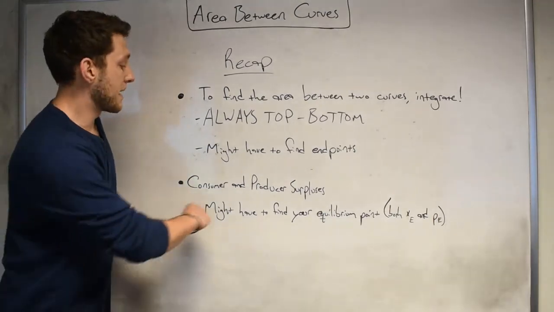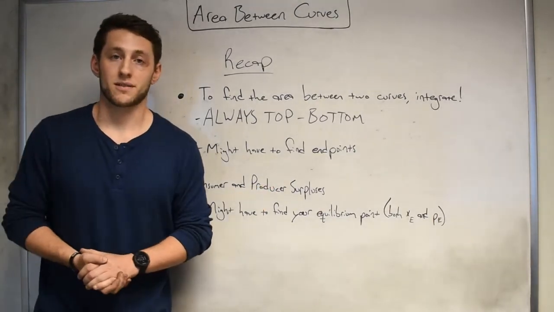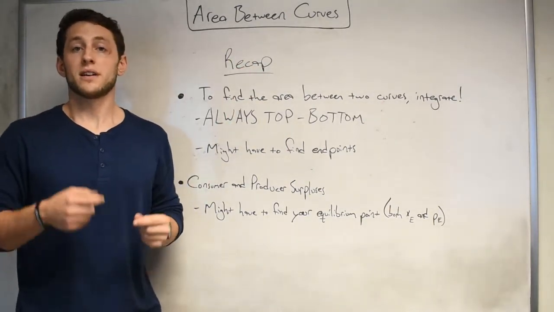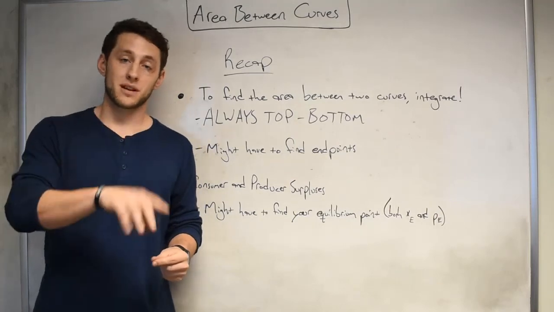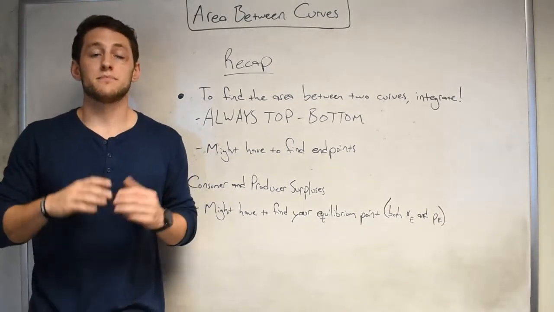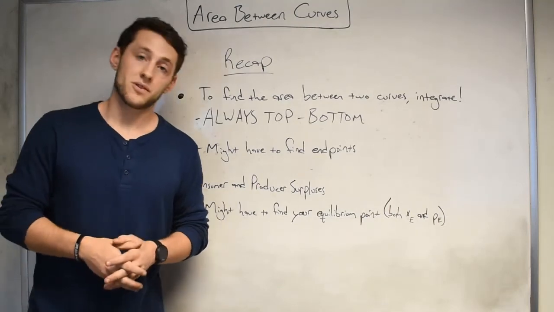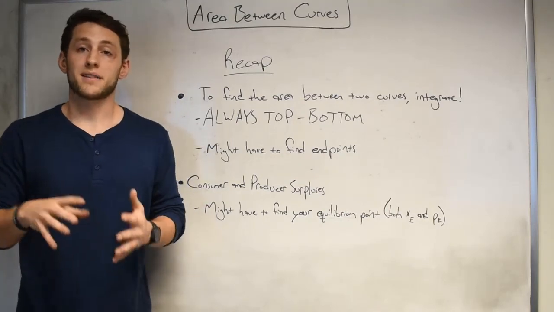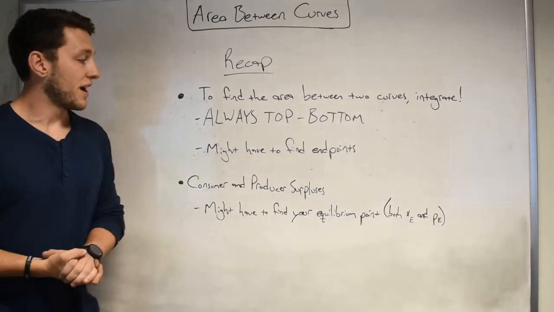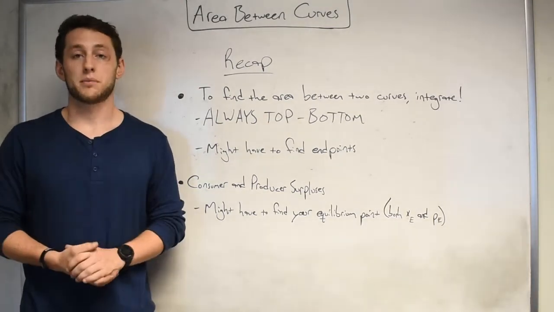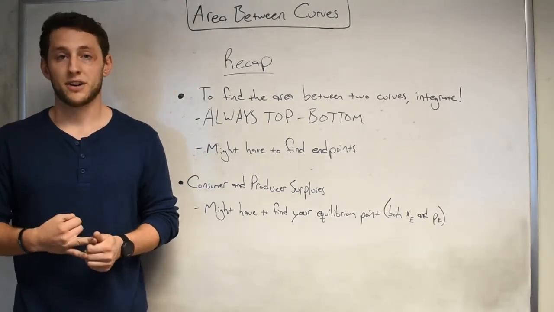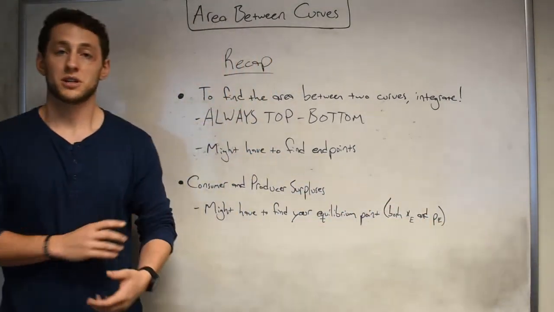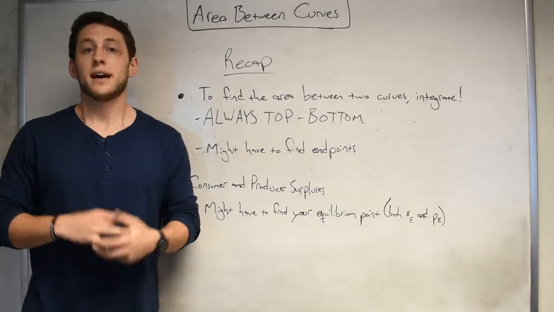Lastly, we talked about the business application of consumer and producer surpluses. These were just special areas between curves, which we found through the formulas: consumer surplus equals the integral from 0 to our equilibrium quantity of demand minus our price, while the producer surplus is found by the integral from 0 to our equilibrium quantity of price minus supply. We might have to find the equilibrium point, but that's not a problem. Set your demand function equal to your supply function and solve for x sub e. From there, plug in x sub e to any function, demand or supply, to get your p sub e, and then you can solve the integral.